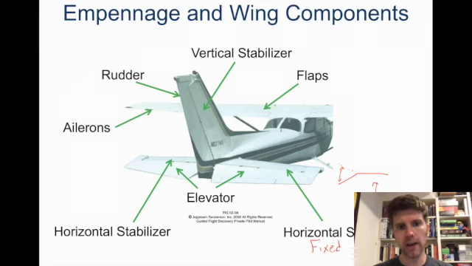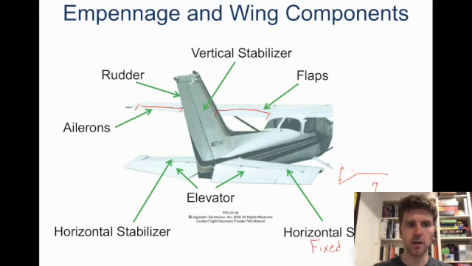You've got on the wing 2 different control surfaces. It's a little hard to see here, but on the wing you've got a set of control surfaces on the inboard side near the body. Those are the flaps. And on the outboard side near the wingtips are the ailerons. Don't get them confused. They are very different. Flaps only go down, for instance. Ailerons can go up and down.